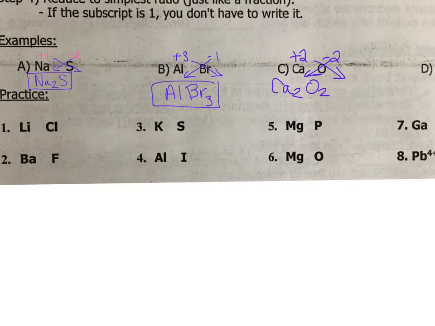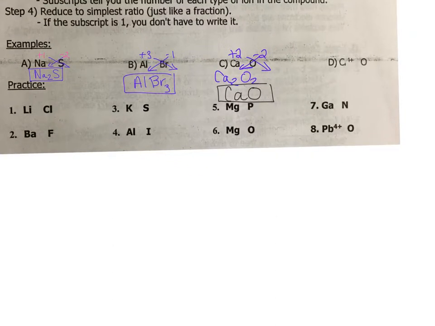So this is where you're simplifying things. That's that simplify thing. So we actually have to simplify this to make it CaO. If it can be simplified, you have to. Okay? It's only for ionic, right? Only for ionic. For covalent, do not do that.